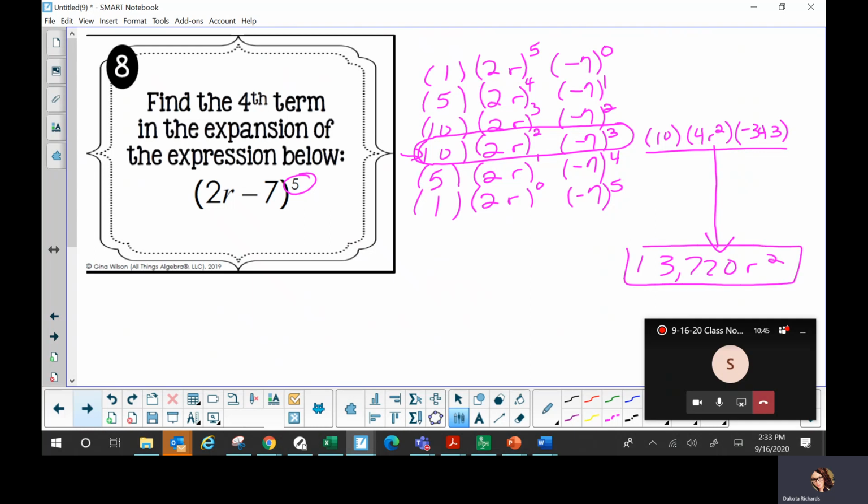So sometimes you might not have to expand the whole thing. You just have to find the 4th term, the 5th term, the 1st term. Okay. Just to make sure you're familiar with that kind of question, because you're going to see that on the activity today.